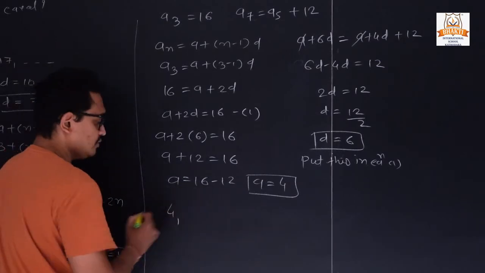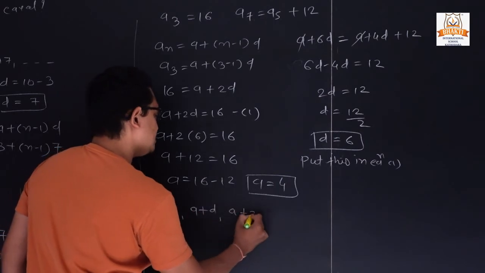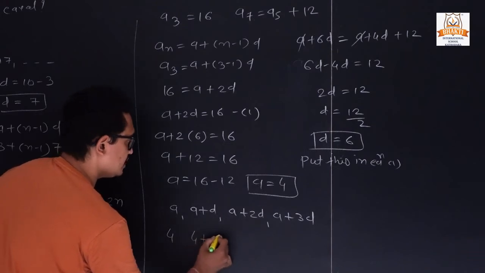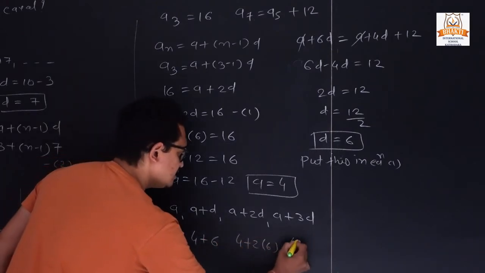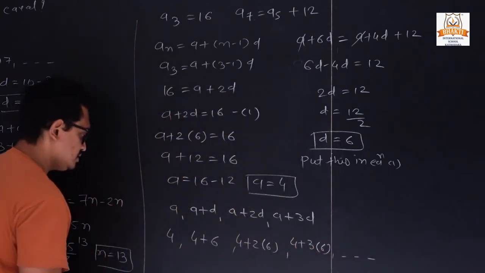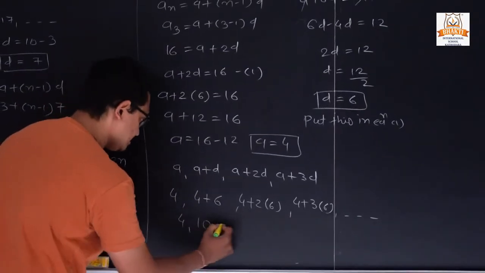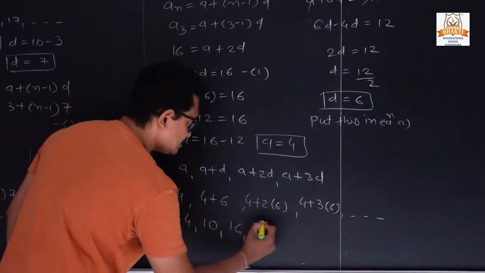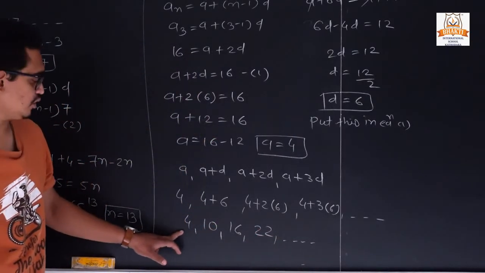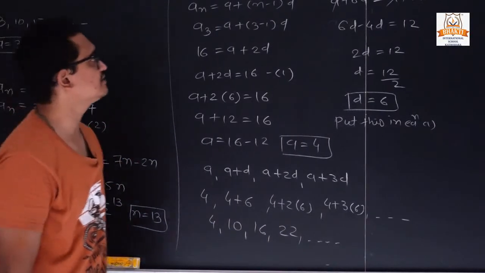So first term is 4. We can write it like that: a, a plus d, a plus 2d, a plus 3d. So what is a? 4, then 4 plus 6, then 4 plus 2 in bracket 6, 4 plus 3 in bracket 6. So 4, then 10, then the difference is 6, so 16, then 16 plus 6 is 22, like that. So what is our arithmetic progression? 4, 10, 16, 22, like that. So it is our series.